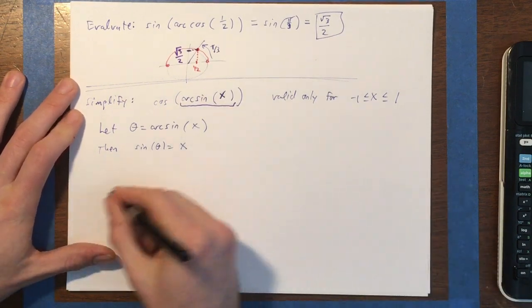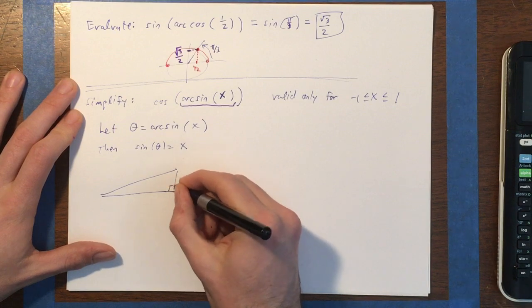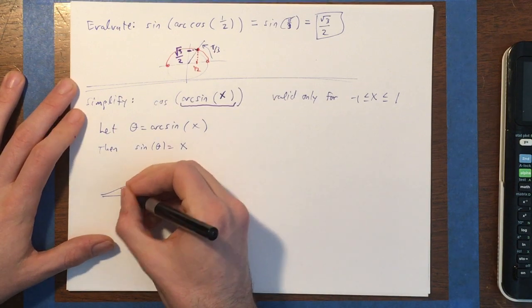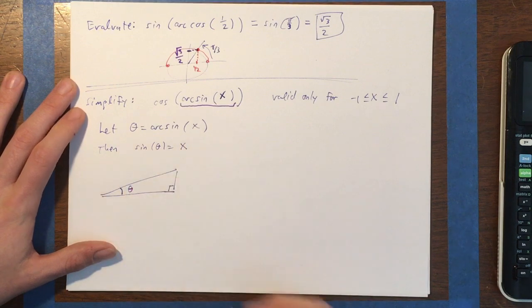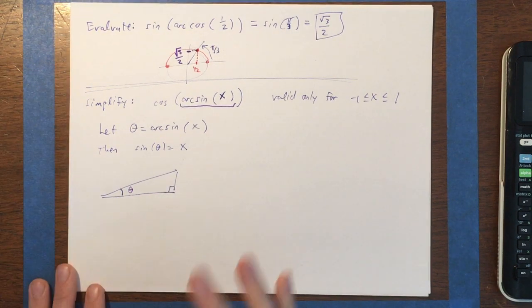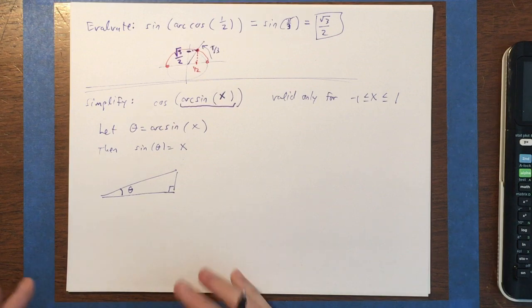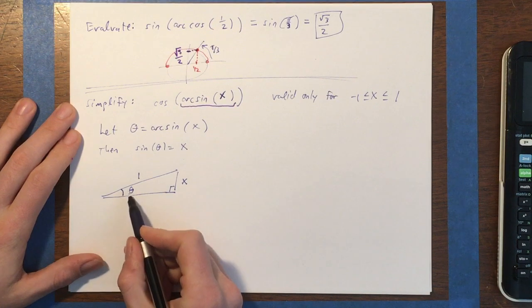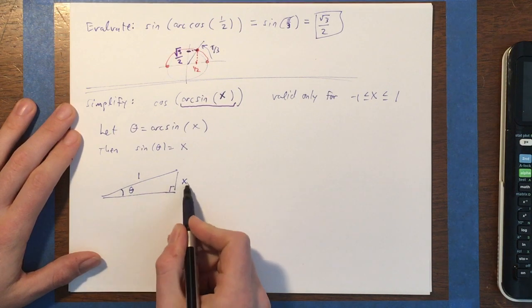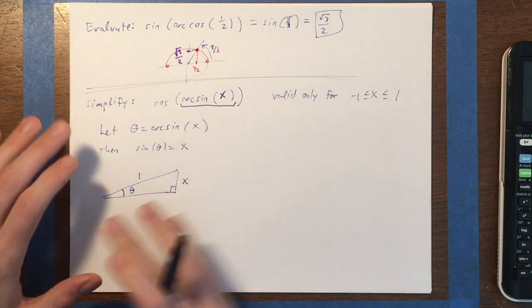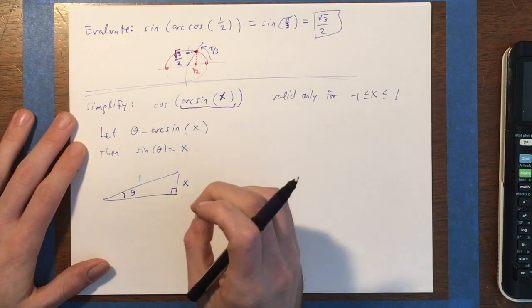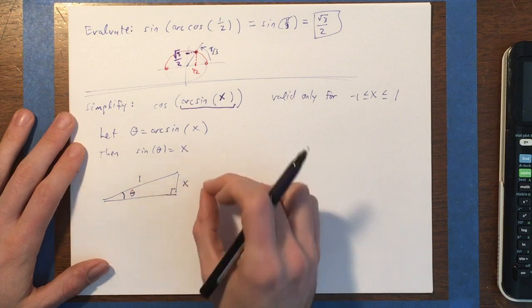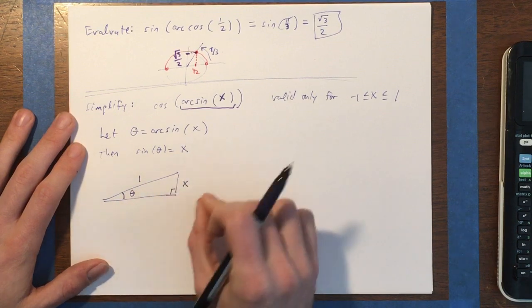So what we can do now is draw a triangle and put theta as one of the angles in that triangle. And then what we need to do is now label the sides of the triangle such that the opposite over hypotenuse will equal x. There's more than one way to do that, but the easiest way to do it is to put x here and 1 on the hypotenuse. Because now the sine of theta is opposite over hypotenuse, which will be x over 1, which is x. So all I've done is I've created a triangle that has an angle with a sine value equal to x.